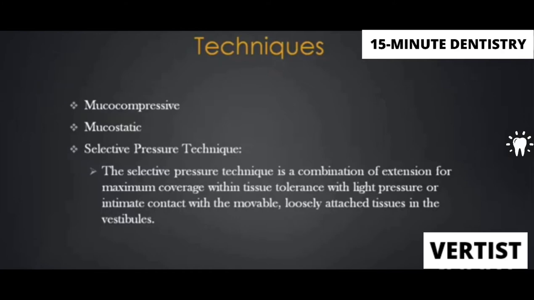So the selective pressure technique is based on the philosophy that there are some areas which if we compress, they are not going to resorb. Whereas there are some areas if we compress, they are going to start resorbing immediately, or not only resorb, they are going to have some other problems, like for example, the incisive papilla. So we find out which are the areas which we can compress, and which are the areas which we cannot compress, and apply the pressure selectively in areas which we can compress. This would ensure that there is maximum retention also and least trauma to the tissues. That is the idea of a selective pressure technique.